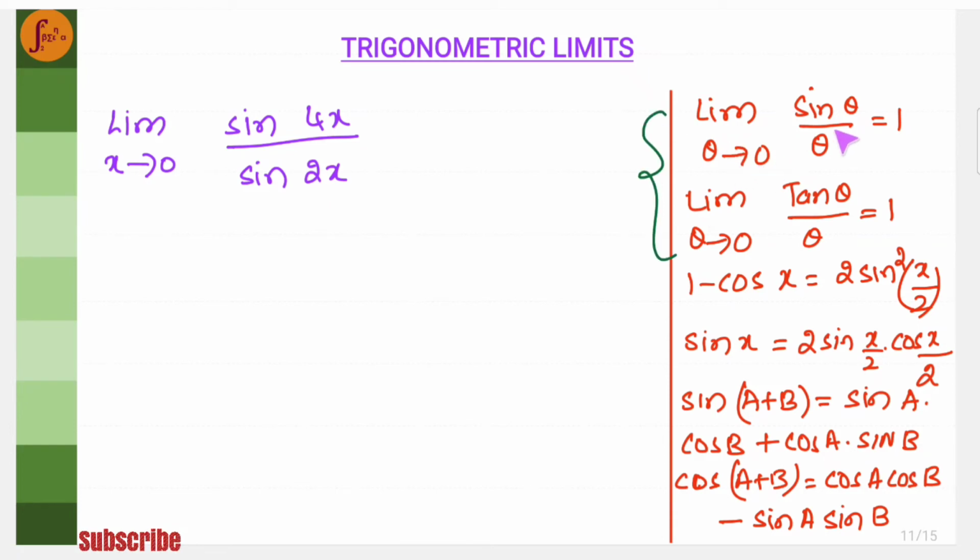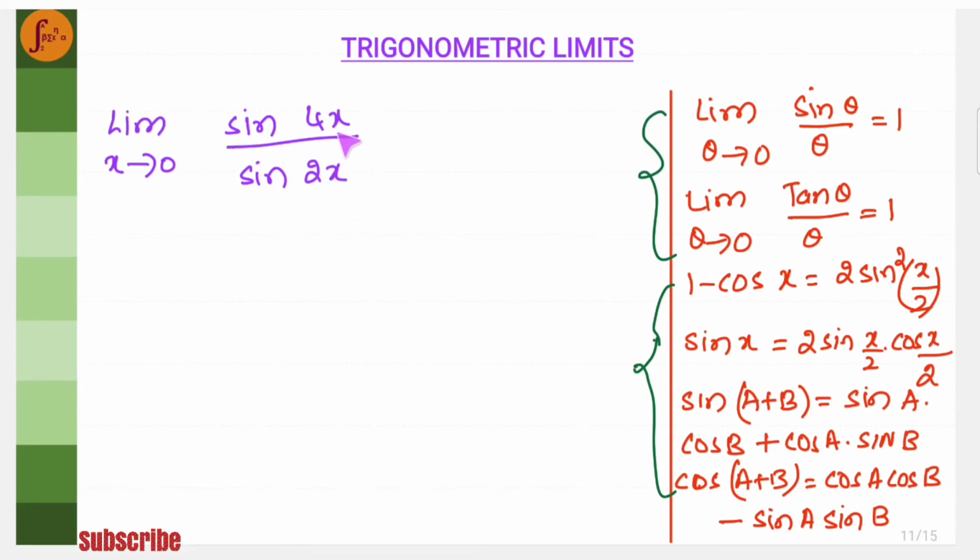Limit theta tending to 0, sine theta by theta is 1, tan theta by theta is also 1, right? And there are other formulas that we'll have to remember. 1 minus cos x is 2 sine square x by 2. We will substitute this and then we will get the limit. In this example, sine 4x by 2x.